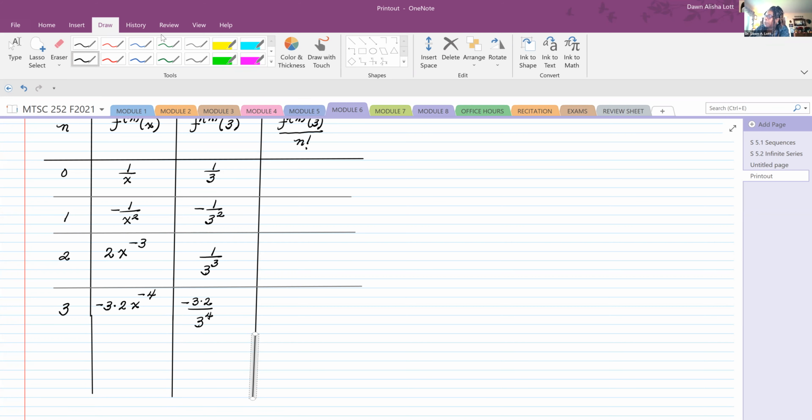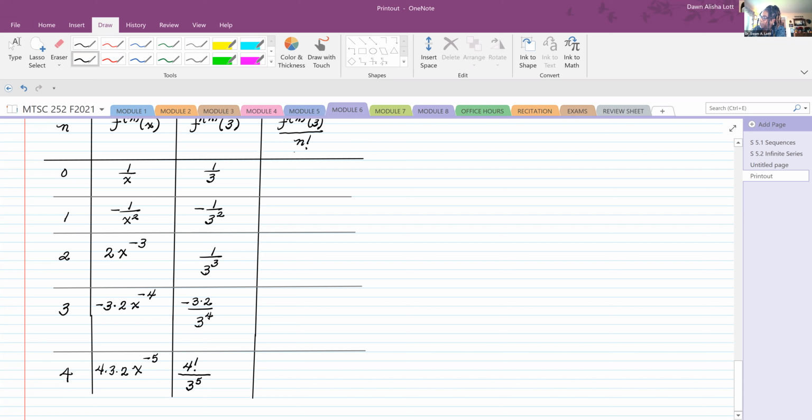Okay, let's do one more because I really am feeling like it's a factorial there. So when I do 4, I'm going to get positive 4 times 3 times 2 times x to the minus 5. Now I'm pretty sure it's a factorial. So now I'm going to say this looks like 4 factorial over 3 to the 5th.